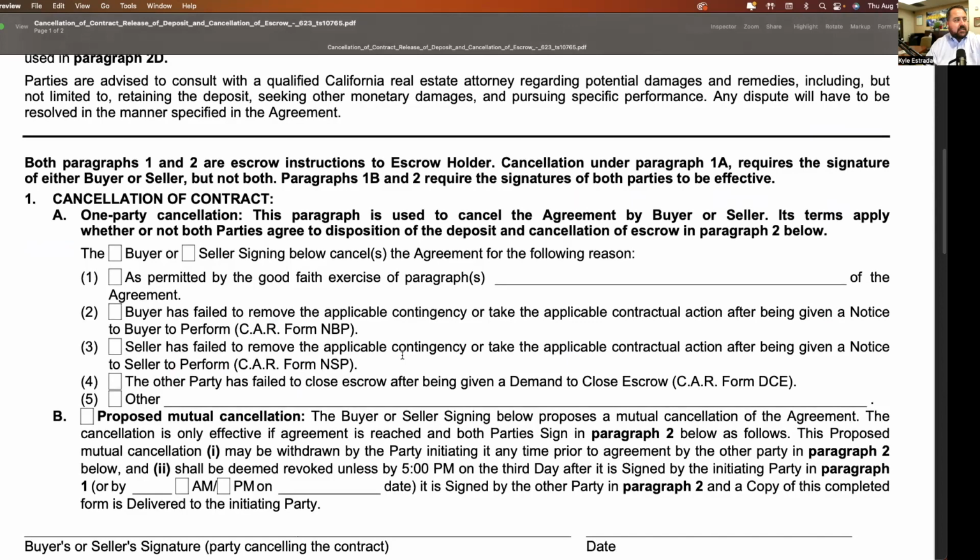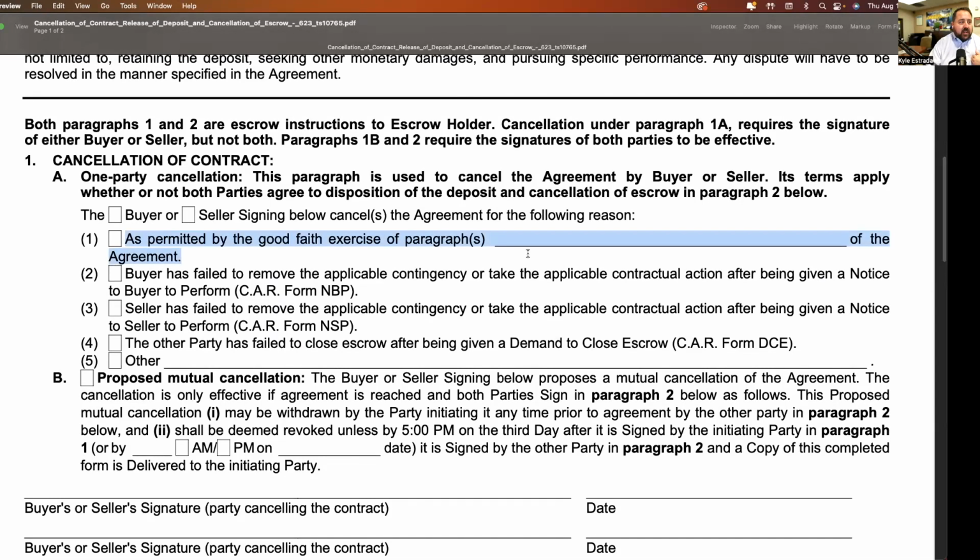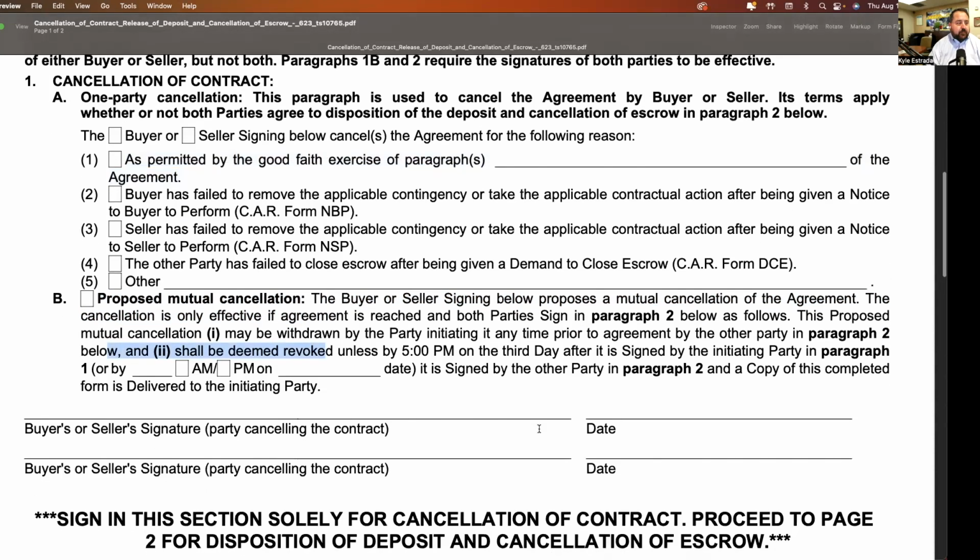So if you look here, it says one-party cancellation, right, is the buyer or seller who's canceling, and why they're canceling, either per a paragraph of the contract, or because one or the other party didn't perform when it came to a notice to perform, or the opposite party failed to close escrow after being given a demand to close escrow, or other, if there's some other reason. The other thing that it added is a proposed mutual cancellation, right? So I could say as seller, I want to cancel, and I'm proposing to the buyer that the buyer is on board with the cancellation. So I send a proposed mutual cancellation. Everybody signs it. There is an expiration date now on that cancellation, which means if we do propose cancellation and the other party doesn't sign it, it expires. We'd have to do a new one, just like any other offer.